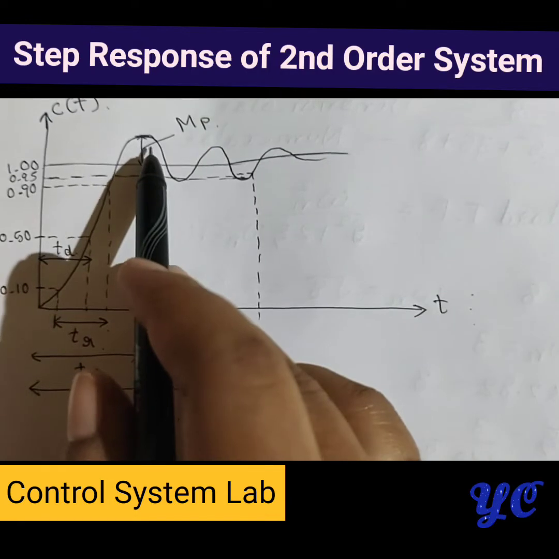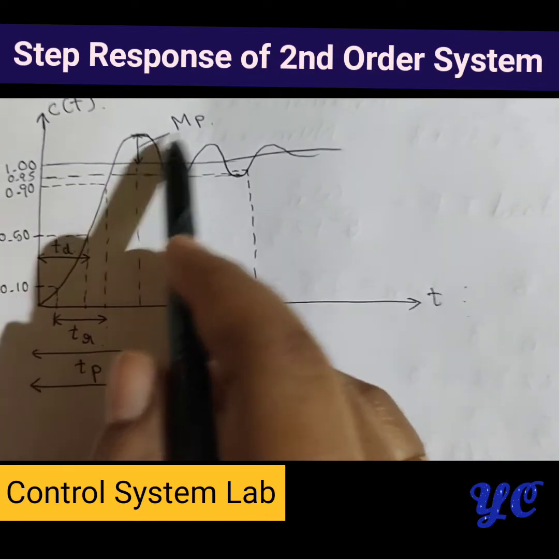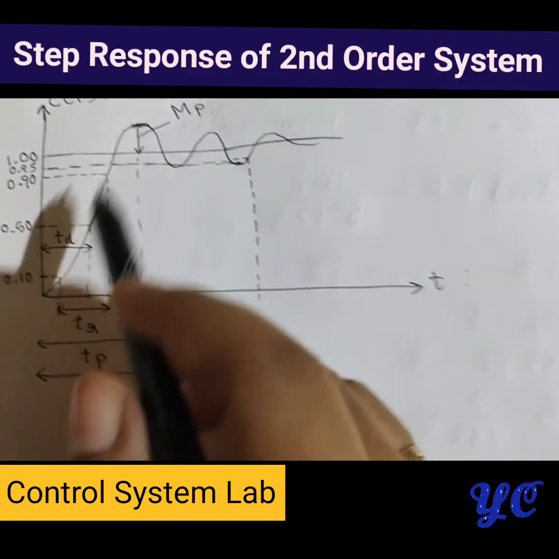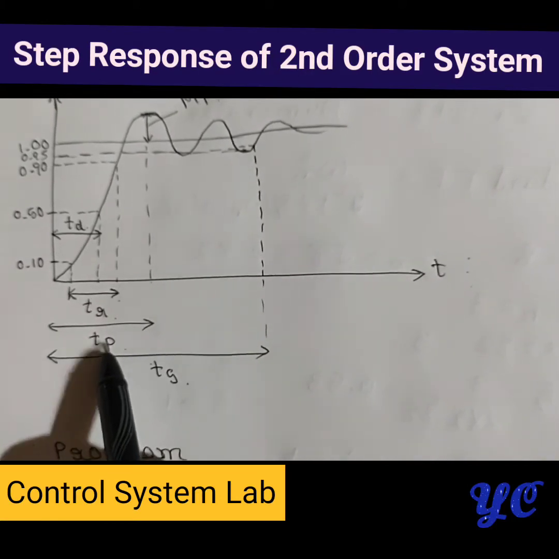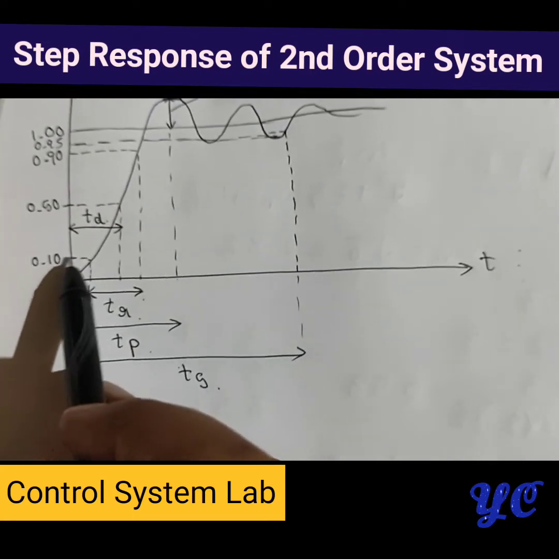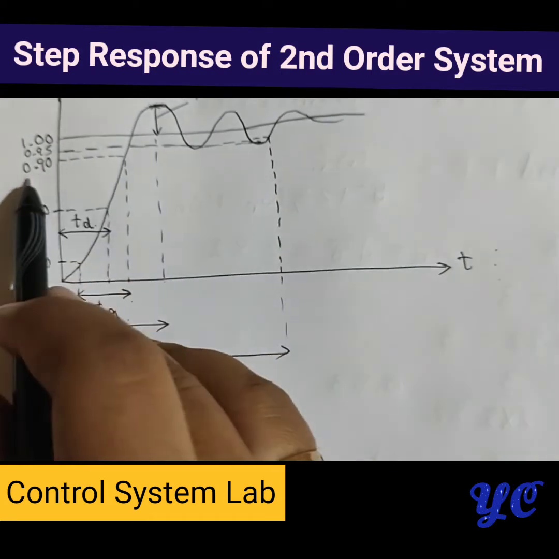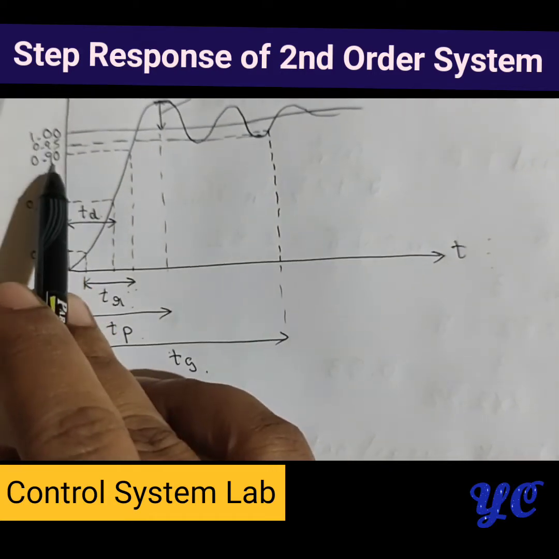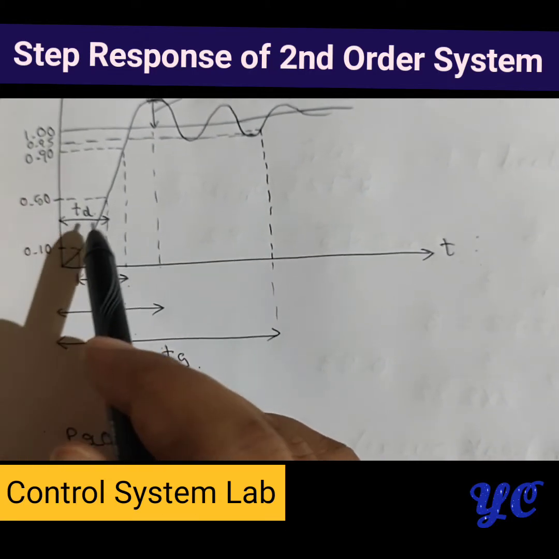There you should verify the theoretical and practical peak overshoot value. You should verify whether you got the correct value or not, and you can verify the settling time, rise time, peak time and the delay time. Right here from 0.10 to 0.90, that is the rise time. 10% to 90% is the rise time. 50% is nothing but the delay time.